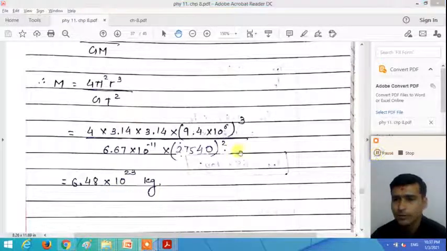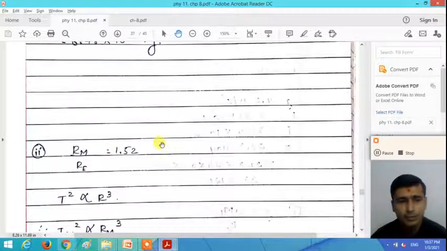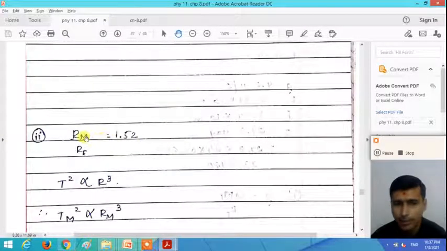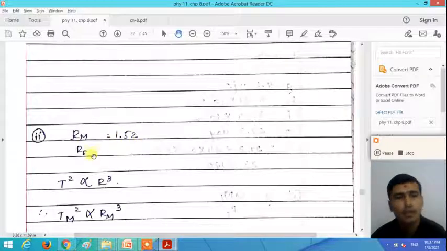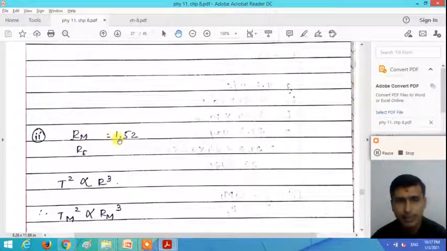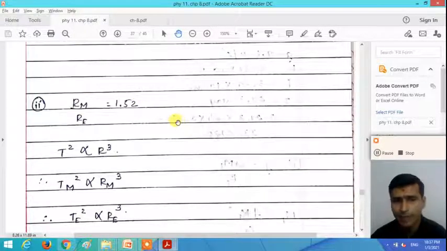Understand? So now another thing is given to you. The orbital radius of Mars is 1.52 times the orbital radius of the Earth, right? So we get the orbital radius of Mars, Rm, is equal to 1.52 times the orbital radius of Earth, or we get Rm by Re is equal to 1.52. Now, the periodic time of the Earth's revolution, you know. What is the periodic time of the Earth's revolution?